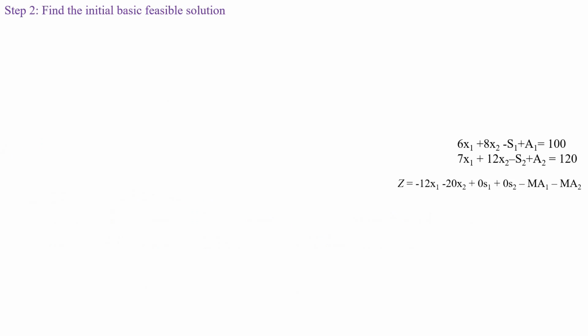Second step is to find the initial basic feasible solution. For this, we have to consider the decision variables and the surplus variables as 0. Here decision variables are x1, x2 and surplus variables are s1, s2. So for the initial basic feasible solution, x1, x2, s1, s2 are taken as 0 and substituted in the constraint equations. We will get the a1 value as 100 and a2 value as 120.